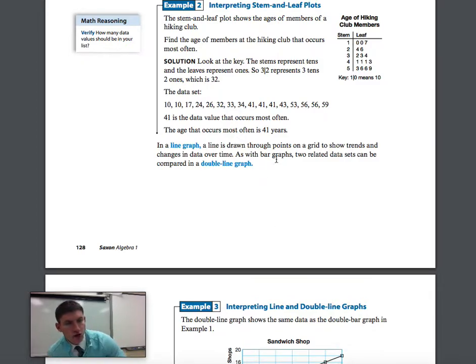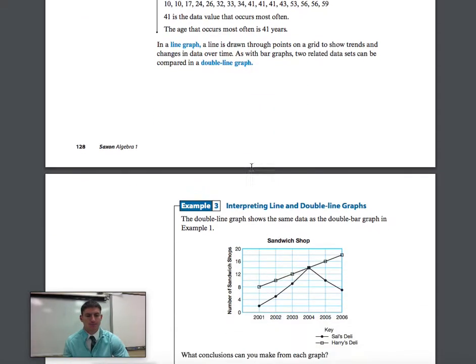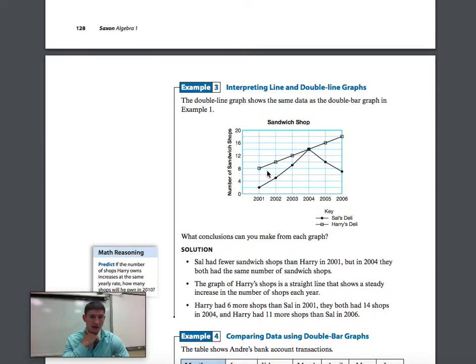As with bar graphs, 2 related data sets can be compared. If you use a line graph and then a double line graph, you can have 2 lines that compare this back to back. In example 3, you're interpreting a line graph and a double line graph. In this case, we're going to look at the exact same information between Sal's Deli and Harry's Deli.